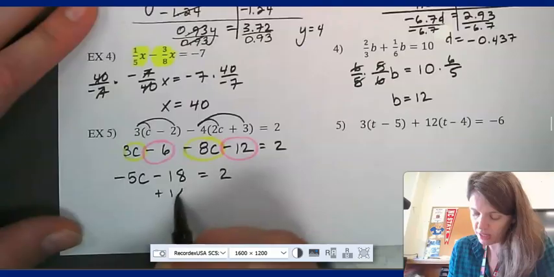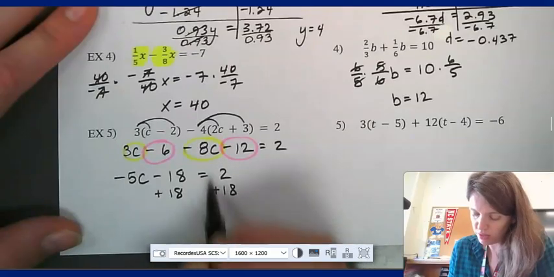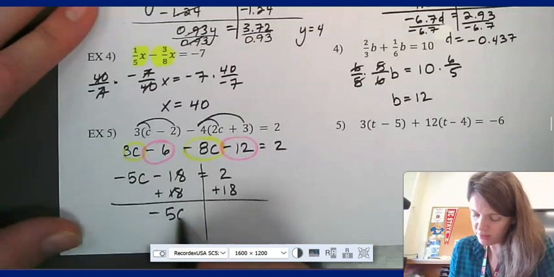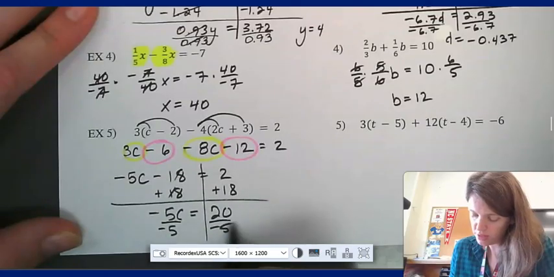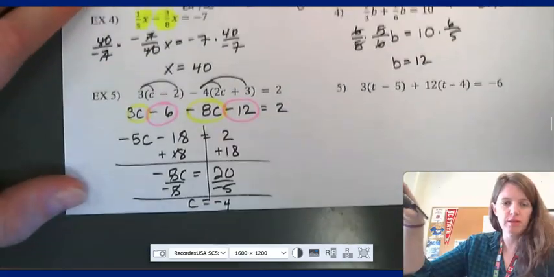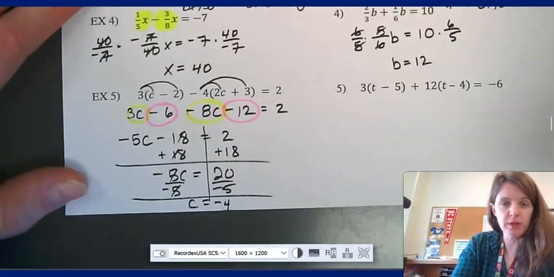And now I just solve like I do any 2-step equation and start moving things to the other side. So these ones cancel. I get negative 5c equals 20, because 2 plus 18 is 20, and then I divide by a negative 5. The negative 5's cancel, I get c equals negative 4. Okay, pause for the last one, and I'll put up the answer.